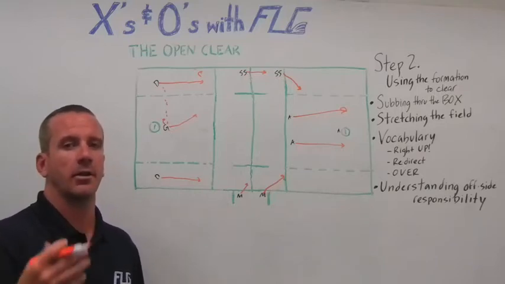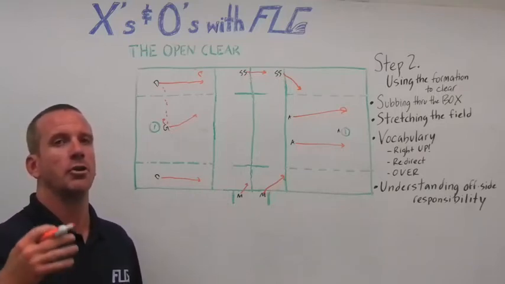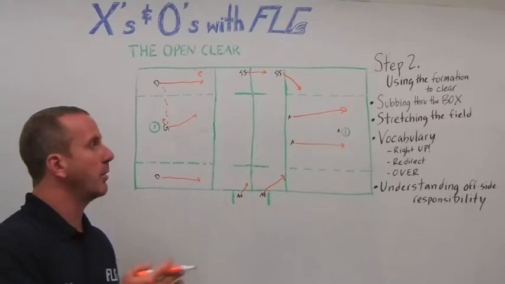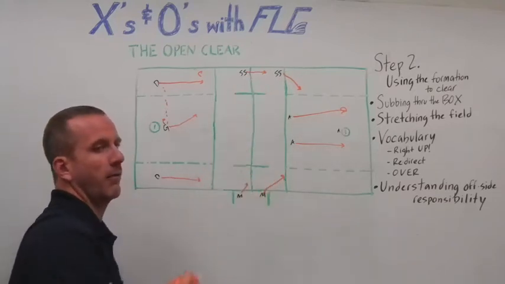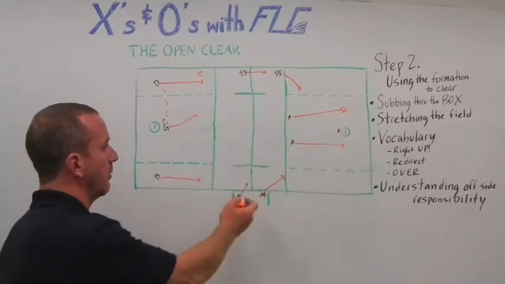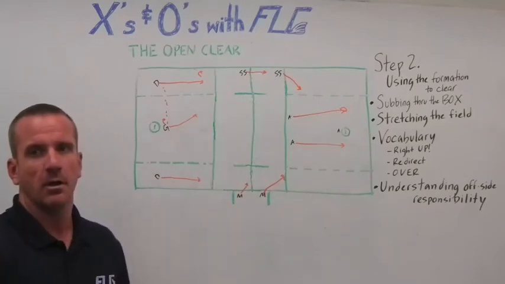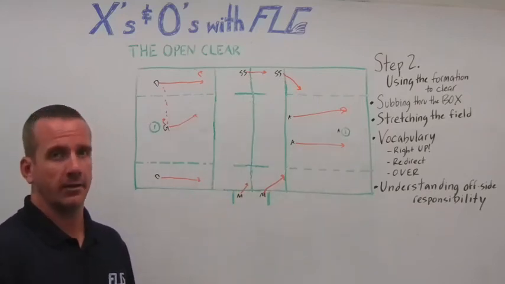Really, one of the keys to clearing with the open clear is we're going to be trying to identify which one of these four short sticks is being covered by an attackman, and it's generally going to be one of these two mid-level guys. The second call is a redirect, okay?